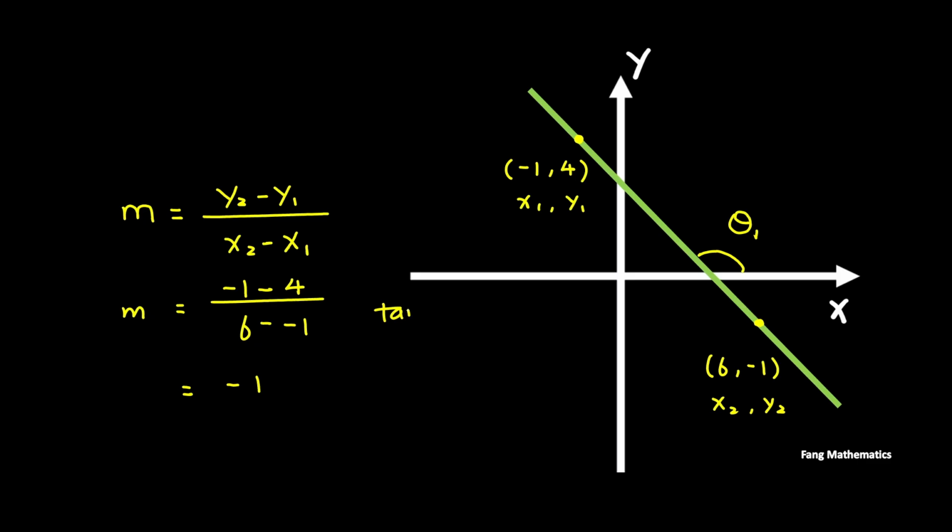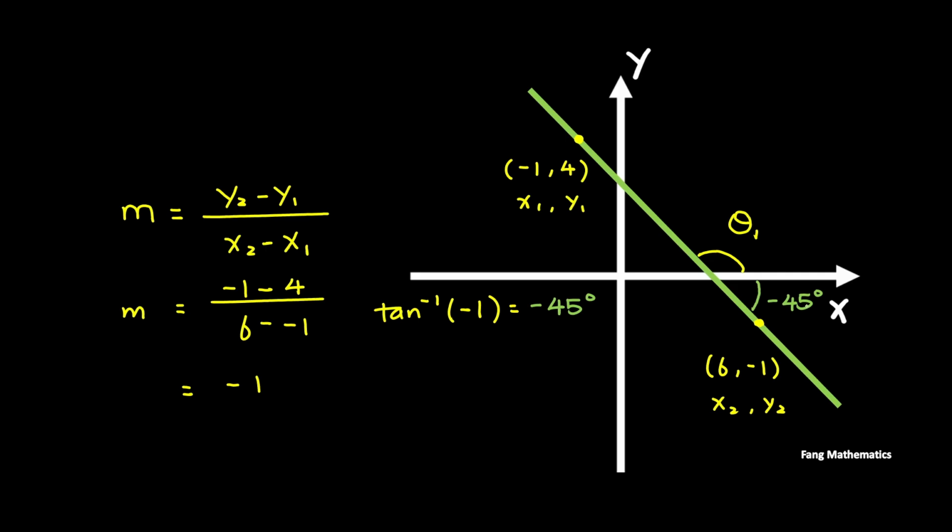So tan inverse of -1 should give you -45 degrees. And if we refer to our diagram, we are referring to this angle. Start with your positive x-axis and go in a clockwise direction, and this is -45 degrees. And this angle is obviously not what we are looking for.